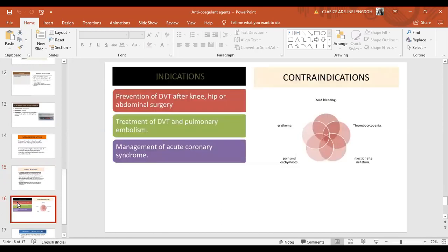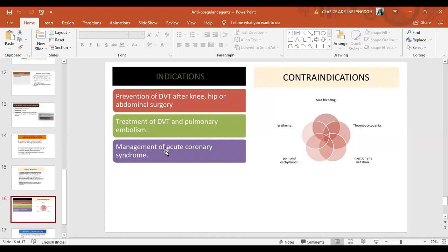Then coming to the indication, when we should give it: after any surgery, especially after surgery of the knees, after hip surgery or abdominal surgery. Then treatment of DVT and pulmonary embolism. If the patient is suffering from deep vein thrombosis, then we can give injection enoxaparin. If the patient is suffering from pulmonary embolism, if there is a blood clot in the pulmonary veins or pulmonary arteries, then we have to treat it. We can give injection enoxaparin.